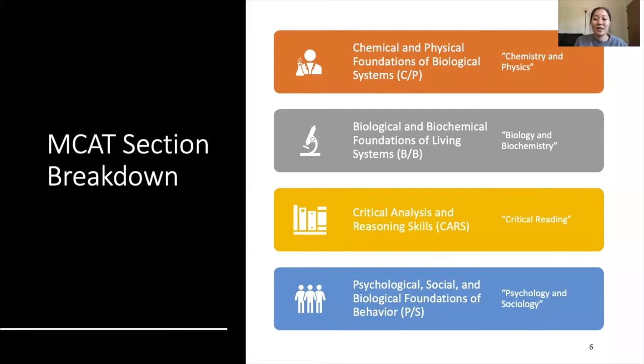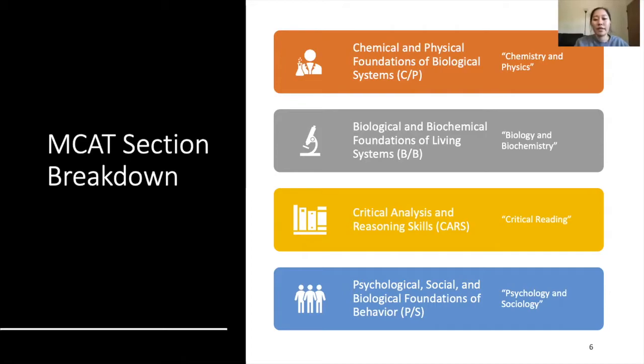And last but not least, question. Yeah, of course. So the CARS, it's not science passages? Are there any science passages? No, CARS is just social science and humanities passages, and it's basically questions based on that.